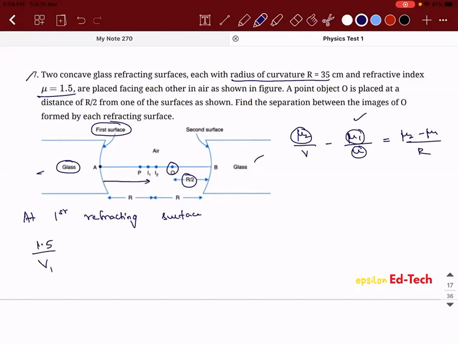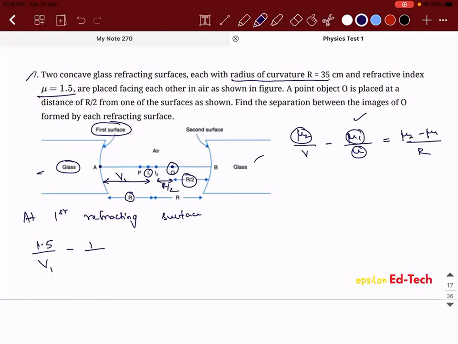This distance, I call it V1, minus mu1 by U. So mu1 is 1, that is the air medium, divided by, can you tell me what is the value of U? Can someone tell me what is the value of U? It is R plus R by 2. Very good. R plus R by 2, it is 3R by 2.